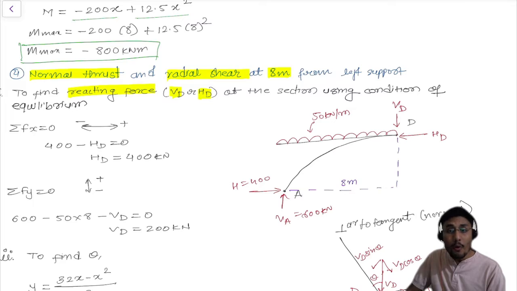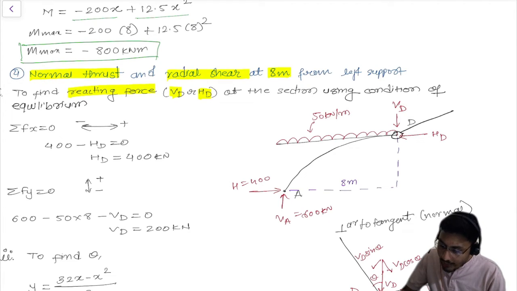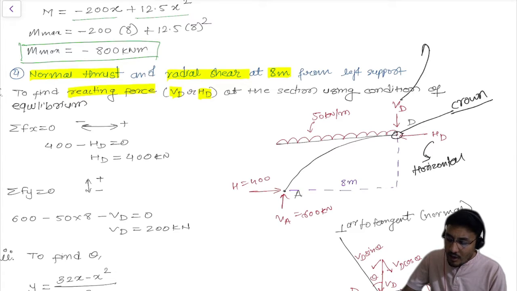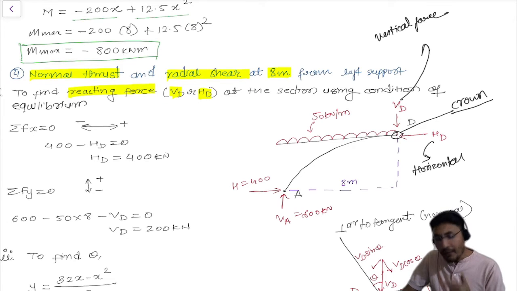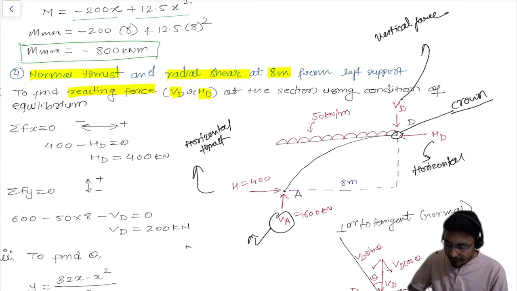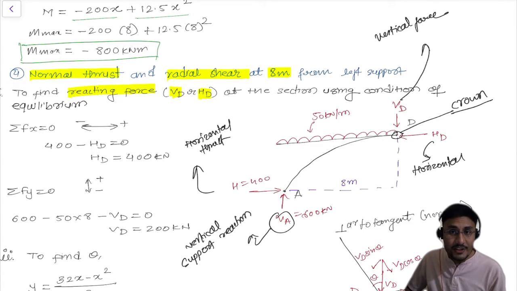At the crown point, I have mentioned VD and HD forces. HD is the horizontal force and VD is the vertical force, so different types of forces I have applied on that crown point. Apart from that, you can see I have my horizontal thrust over here, and I have my vertical support reactions A. So this is the clarification for this diagram.